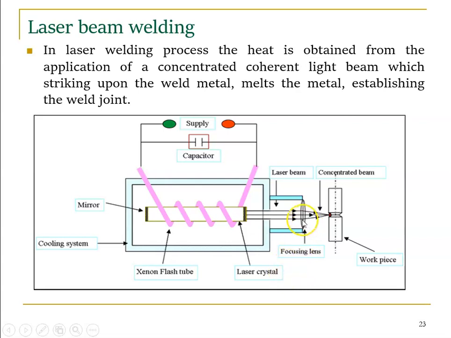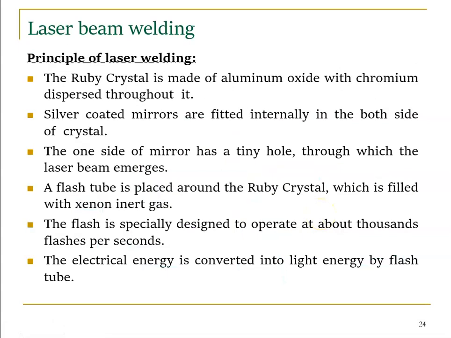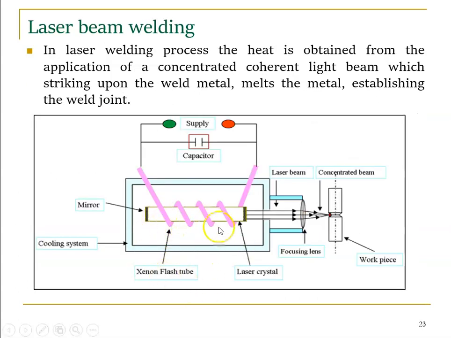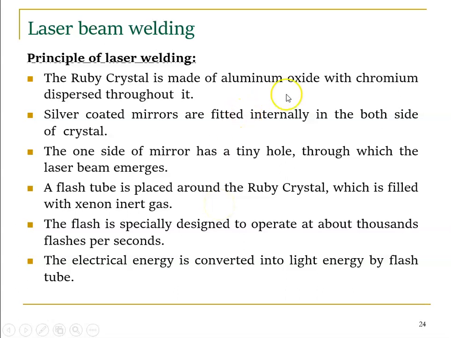We have a focusing lens to get a concentrated coherent light beam, right. So the ruby crystal is made of aluminum oxide with chromium dispersed throughout it. This is a laser crystal. Silver coated mirrors are fitted internally on both sides. So we have a mirror coated with silver. One side of the mirror has a tiny hole, right. It is a small hole through which the laser beam emerges. So one end has a fully closed mirror, and the other mirror has a tiny hole, which acts as a passage for the exit of the laser beam, right.